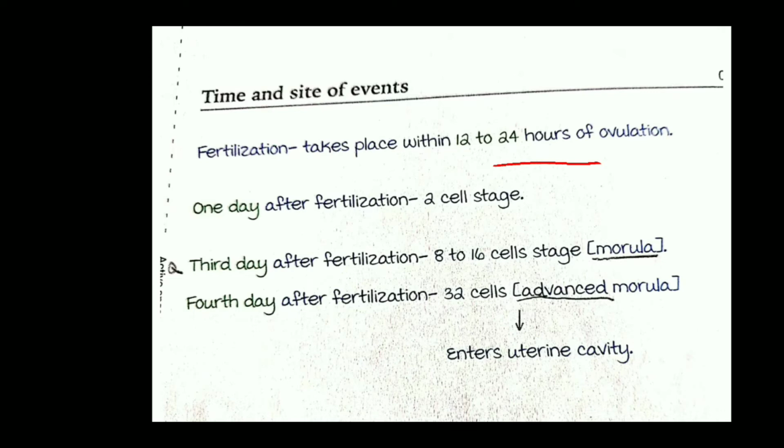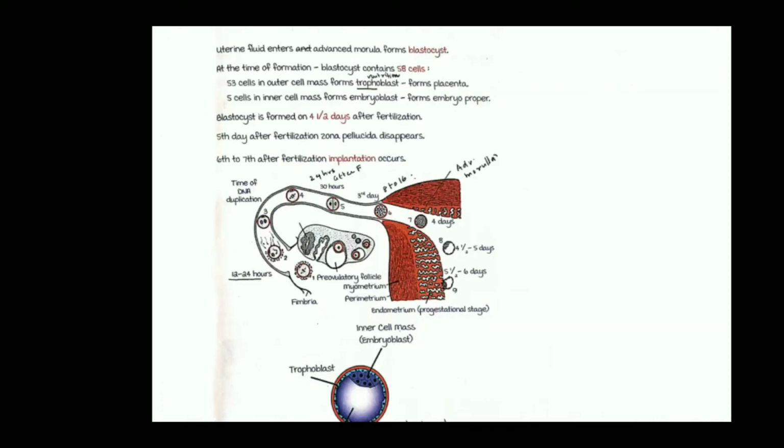After the fertilization, one day after, the 2-cell stage will be formed, and on the third day after fertilization the 8 to 16 cell stage will be formed, and we know that the 16-cell stage is called the morula. So on the third day after fertilization the morula will be formed, and on the fourth day after fertilization 32 cells will be formed, and these 32 cells are called the advanced morula, and this advanced morula will be entering the uterine cavity.